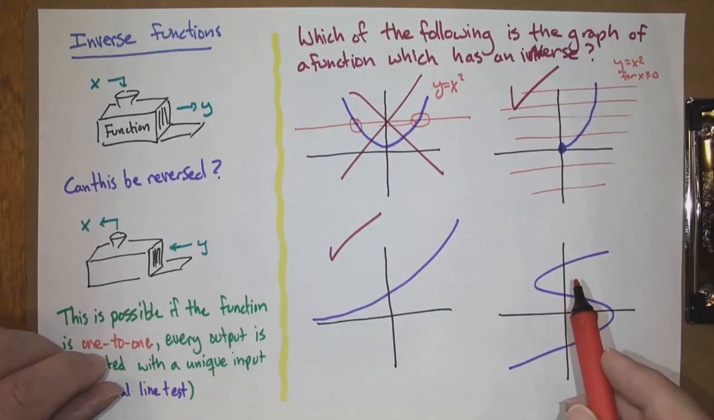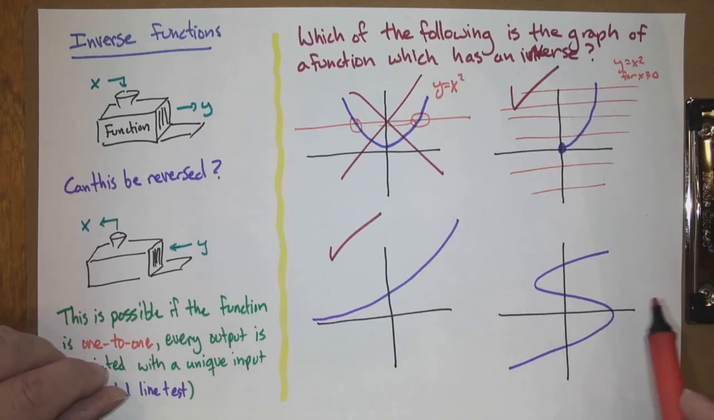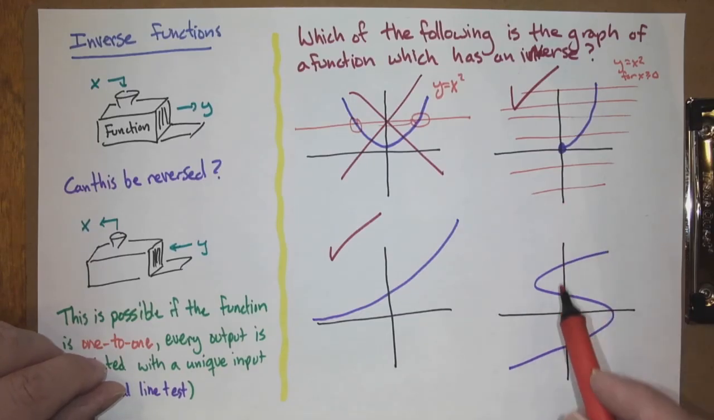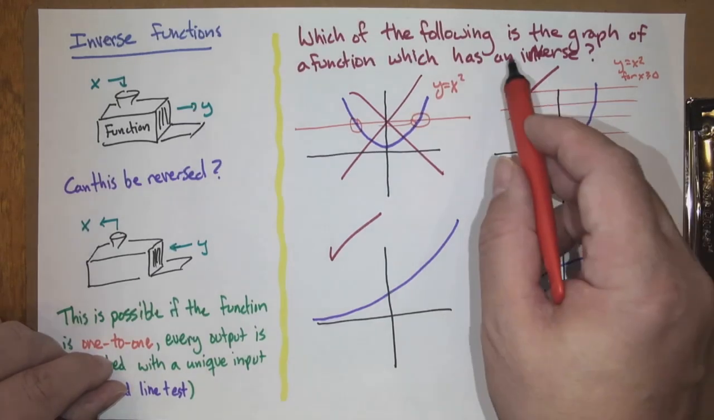Yes? No? Does it pass the horizontal line test? Yes. But wait. Does it pass the vertical line test? No. So it's not the graph of a function.